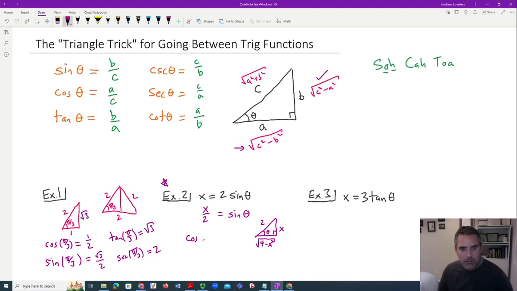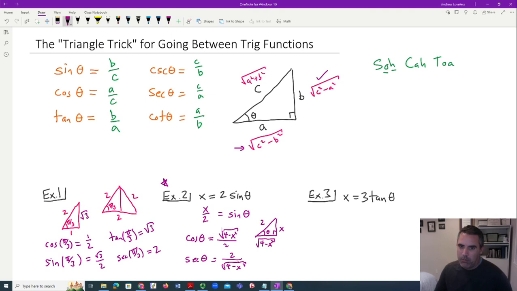What is cosine of theta? It's adjacent over hypotenuse. There's the adjacent, there's the hypotenuse. What is secant of theta? It's 1 over cosine, so that's this idea. It's a very valuable idea for going between your trig functions.